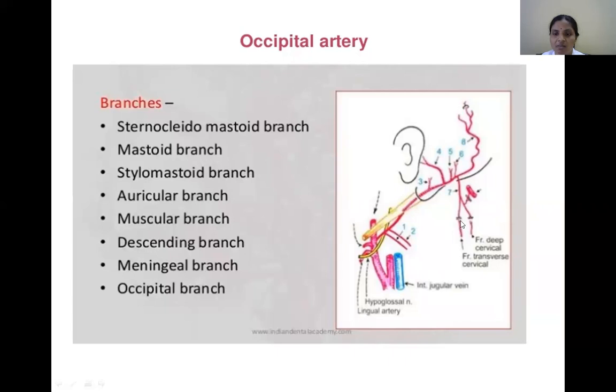So these descending branches, superficial and deep, anastomose with the branches of the subclavian artery. These are the branches of the subclavian artery. Thereby it provides a collateral circulation here. So these are the different branches: sternocleidomastoid branch, mastoid branch, stylomastoid branch, auricular branch. Muscular branches supply adjacent muscles. Descending branches are for the collateral circulation.